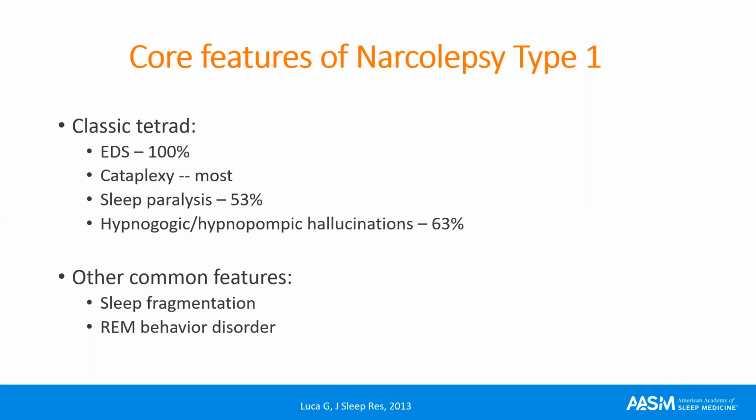The REM behavior disorder that you see in narcolepsy type 1 is often not what brings people to medical attention. You often have to ask for it to get the history. It does not tend to be quite as florid or dramatic as the REM behavior disorder that you see in, say, the alpha synuclein disorders like Parkinson's disease.